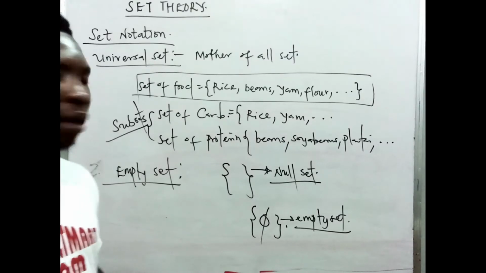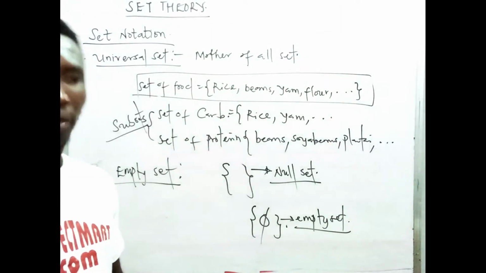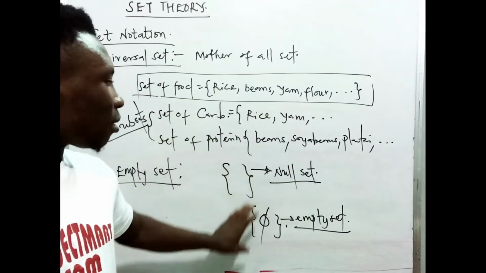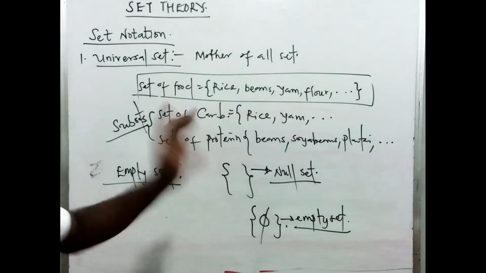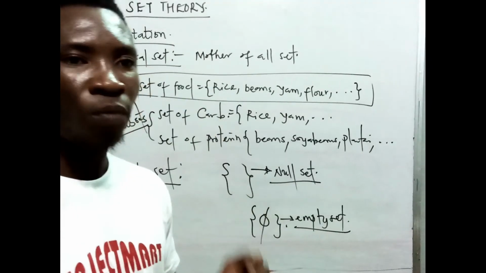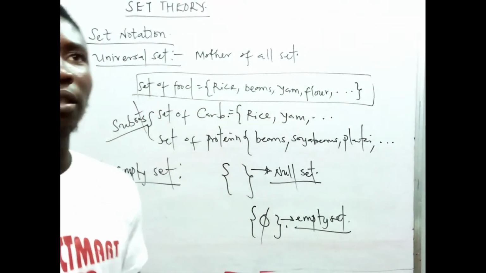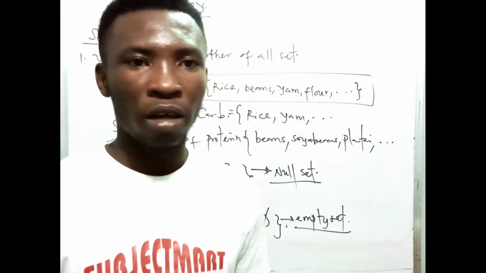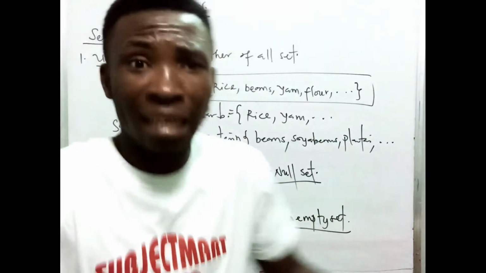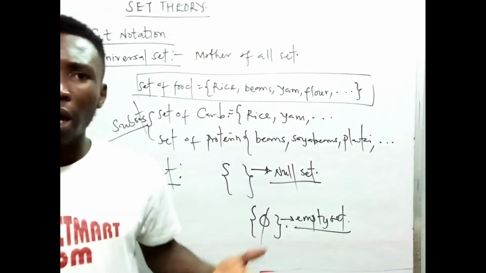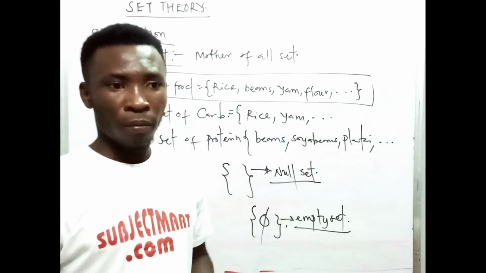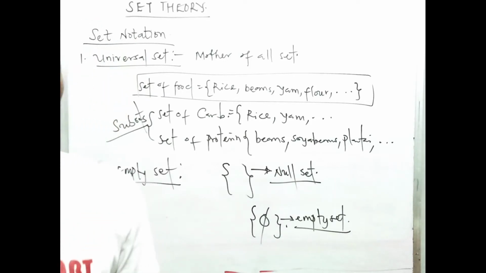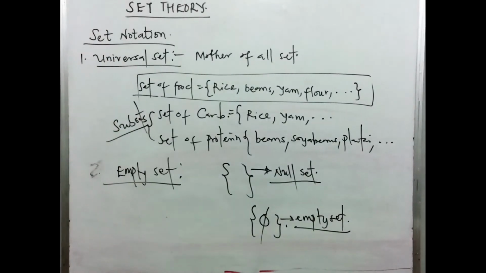So, pay close attention to this. An empty set has no content. An empty set has no element. So, if I ask you, what is the set of all bags that can talk? The question is, can any bag talk at all? No, bags cannot talk. What does that mean? It becomes an empty set. I hope you're understanding what I'm trying to explain.